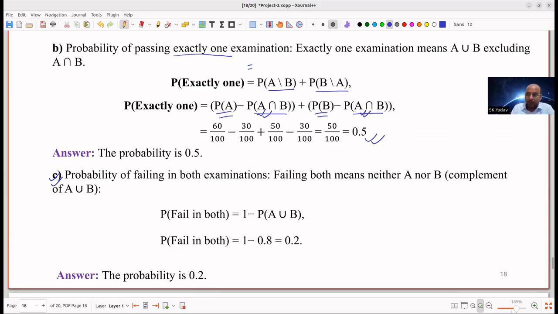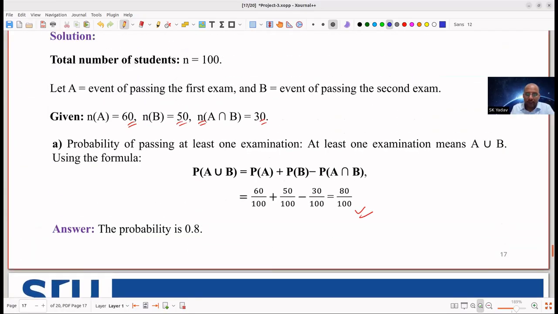And the third one is the probability of failing in both exams. Failing both means neither passing in A nor passing in B. That means 1 minus P of A union B. A union B we obtained previously in the first part as 0.8. So I subtracted it here and got 0.2. I hope this is very clear.